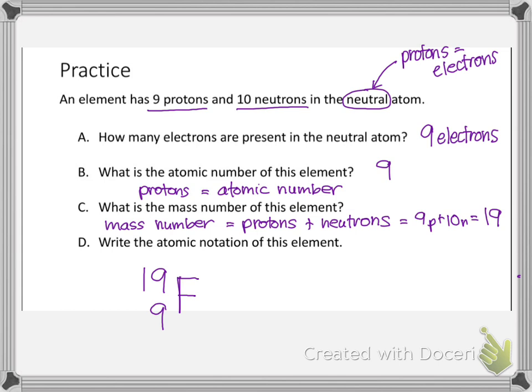All right, so this would be atomic notation, or what they call the isotope symbol.